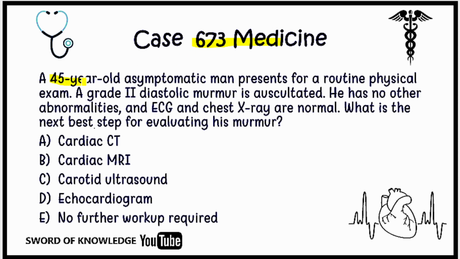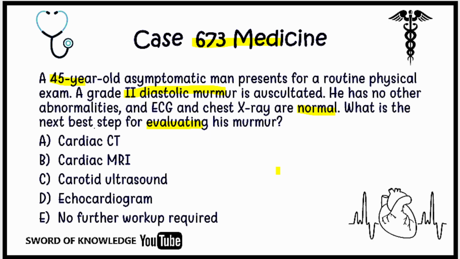A 45-year-old asymptomatic man presents for a routine physical exam. A grade 2 diastolic murmur is auscultated. He has no other abnormalities, and ECG and chest X-ray are normal. What is the next best step for evaluating his murmur?